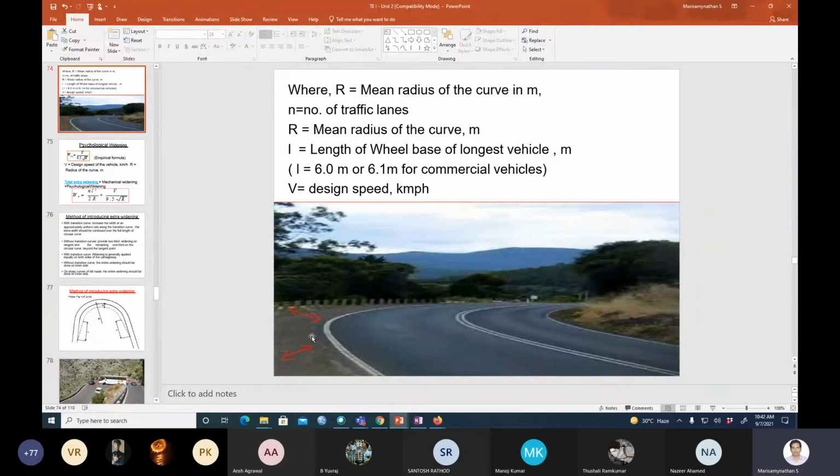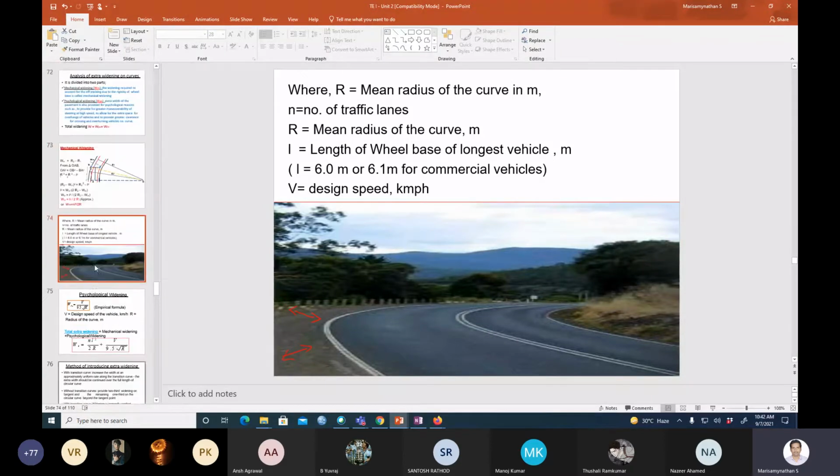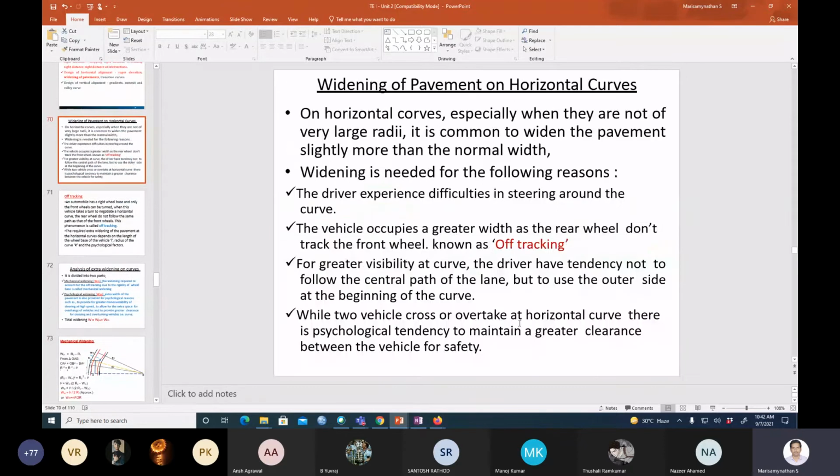What is the width of the exact extra widening portions which we provide in the field? What is the role? That kind of basic as well as design-oriented knowledge you are going to get from this particular component. That's what we have explained here.